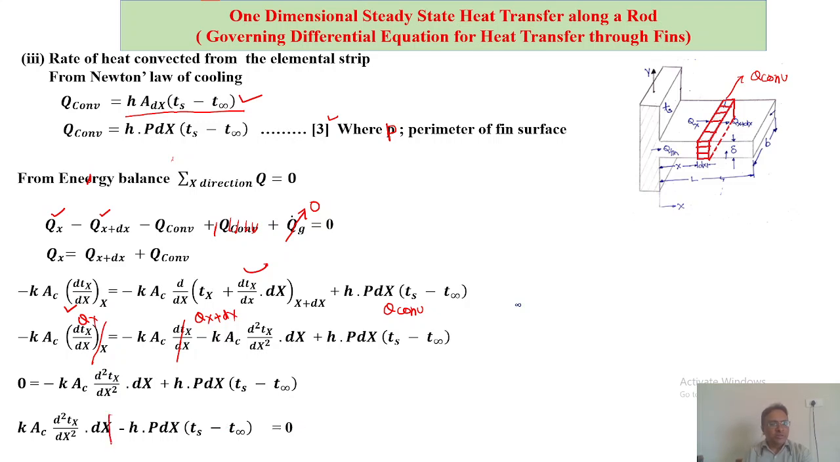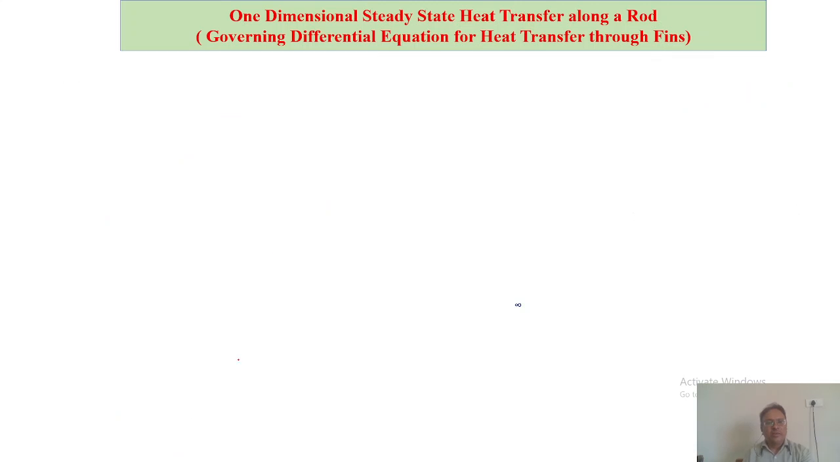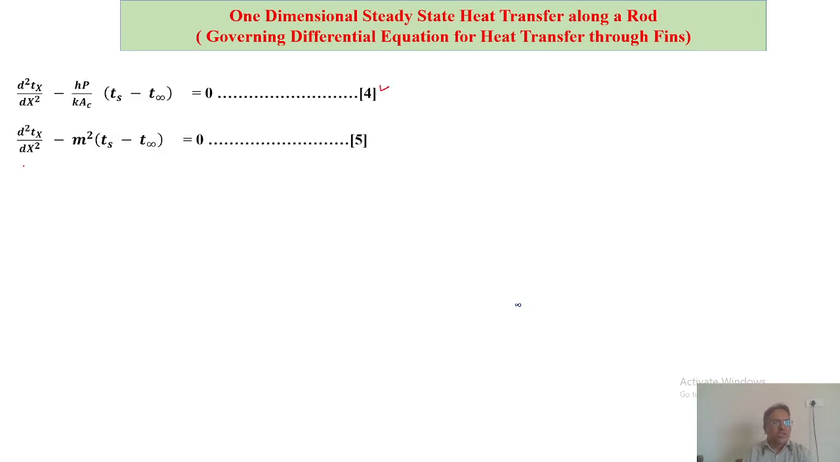In both these terms, dx is common, so it will get cancelled out. So what will remain? This will be remaining: d squared T/dx squared minus hP over kAc into Ts minus T infinity is equal to 0. Let's say this is equation number 4. Or d squared T/dx squared minus m squared into Ts minus T infinity is equal to 0. This will be equation 5.